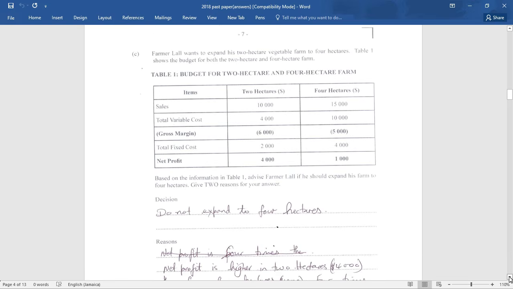Alright, section C of question 2, it says Farmer Lal wants to expand his 2-acre vegetable farm to 4 hectares. Table 1 shows the budget for both the 2-hectare and 4-hectare farm. Alright, as you can see there. So you analyze the table here. It has sales, the gross margin, net profit, the total fixed cost, total variable cost. And both the total variable and the total fixed would be your total cost, right? And then here you have your net profit. So for the 2 acres, that's 4,000, and for the 4 hectare, that's 1,000 for the net profit. Alright, let's continue.